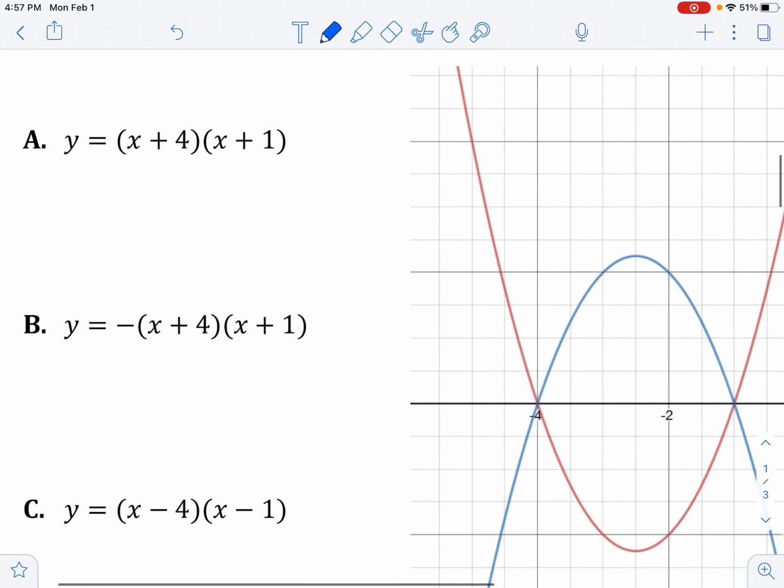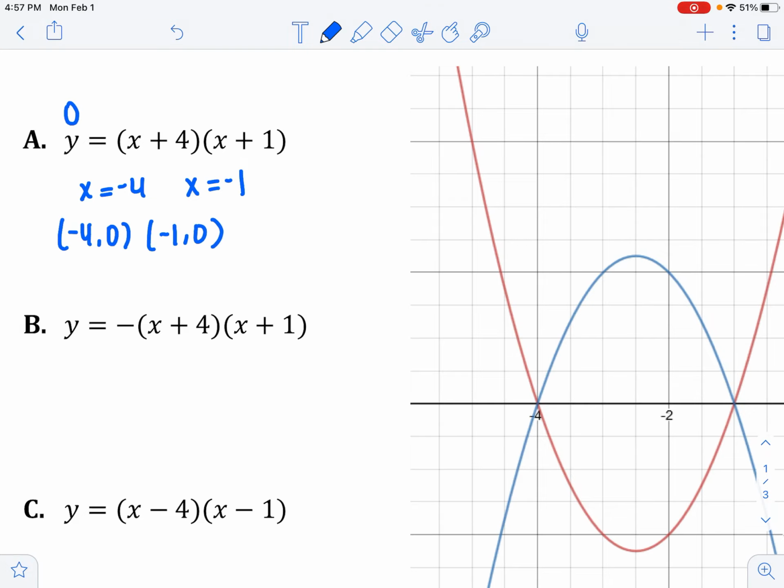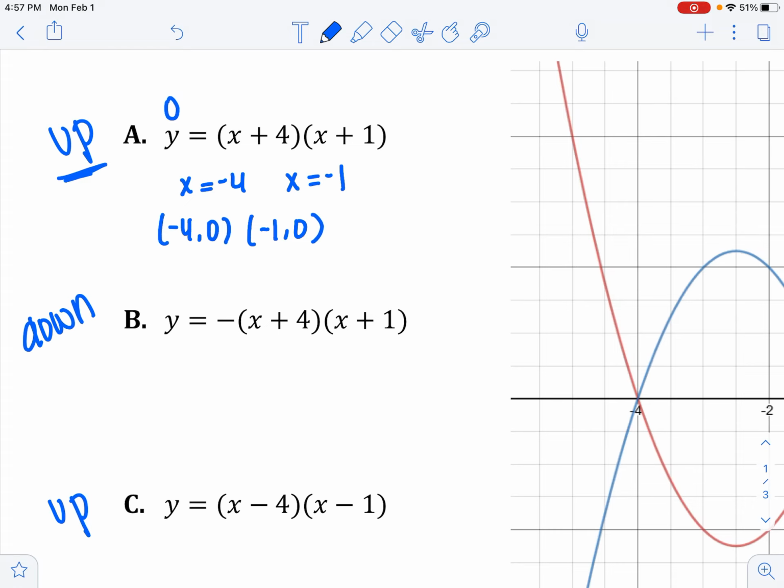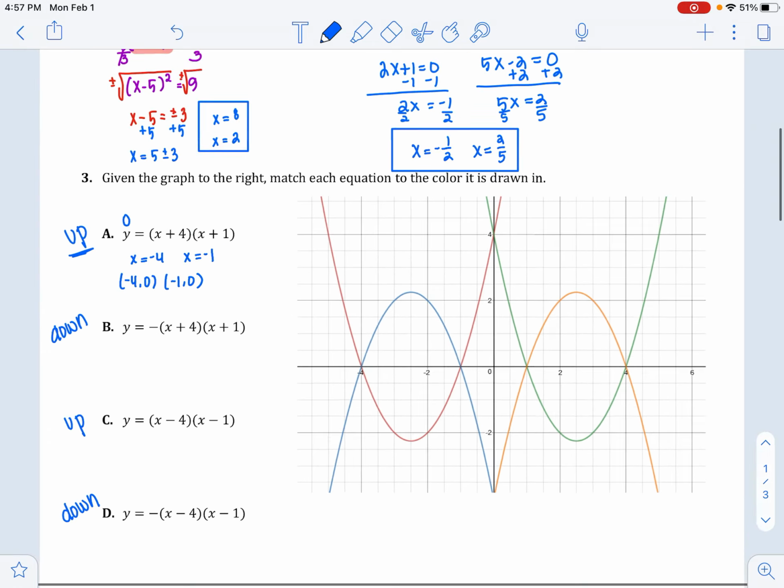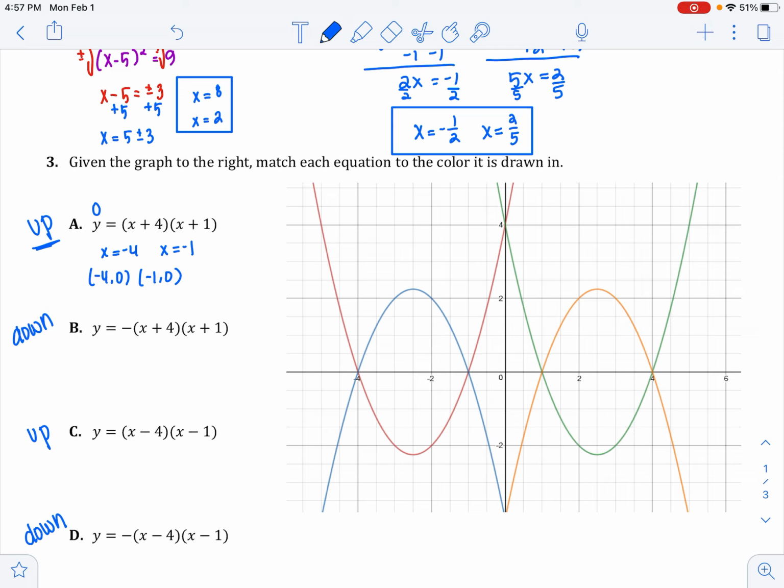All right, what I'm going to do is use my x-intercepts for help. Okay? If this was equal to 0 and I solved it, I would get x equals negative 4 and x equals negative 1. That means I have x-intercepts of negative 4, 0 and negative 1, 0, and it's facing upward. Those are things I know about this one here. So that's what I'm going to look for. Negative 4, 0 is here. Negative 1, 0 is here. And the graph that's facing upward is my red one. So this is red.